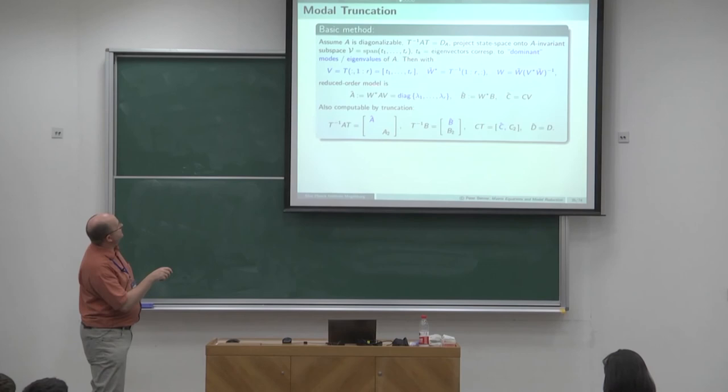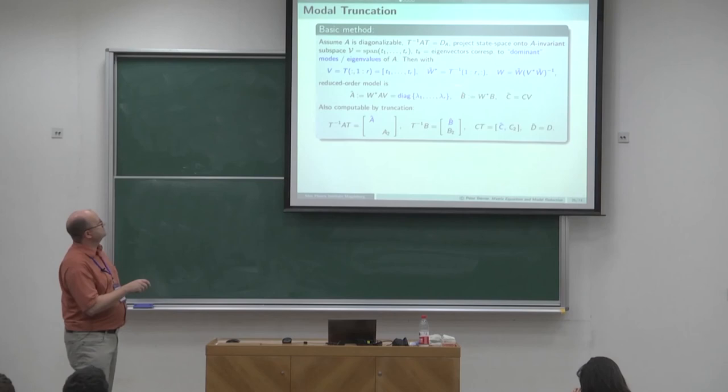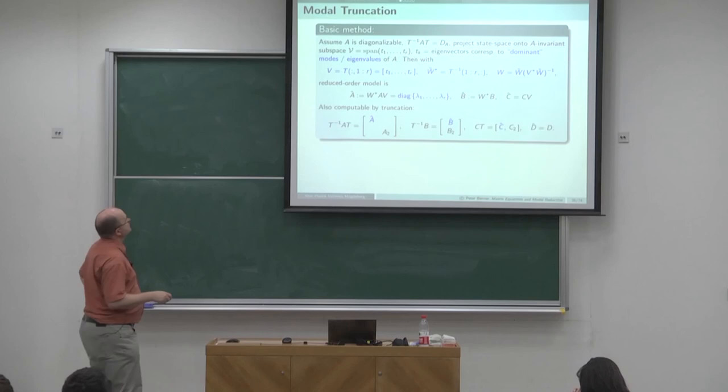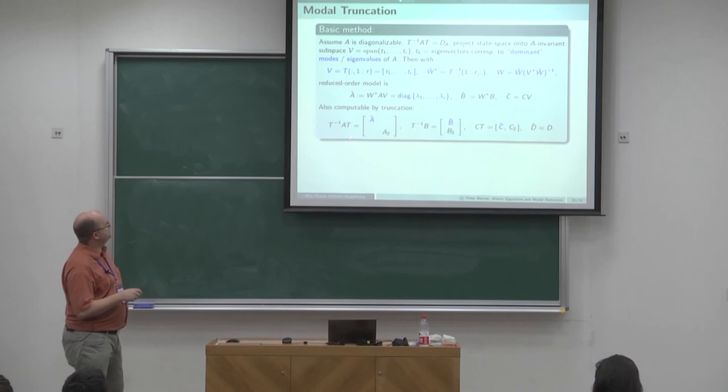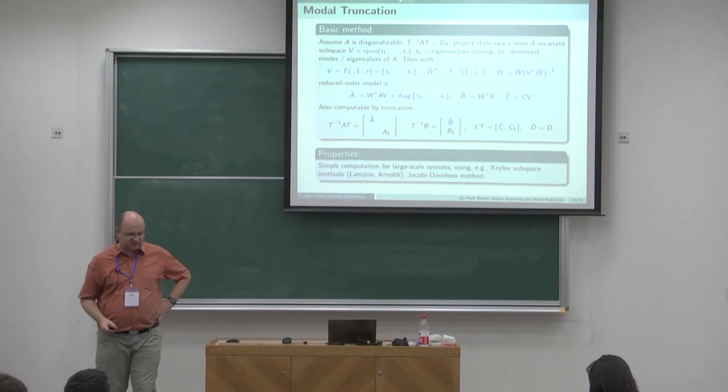And then your reduced order model is this. As a nice byproduct, if you do that, your reduced order system matrix A hat is diagonal, which makes it easy to use in simulation. If you look at the full state space transformation that you obtain from the eigendecomposition, you get also this block diagonal structure, which allows you to derive error bounds, as we see on the next slide. The computations for that are simple.